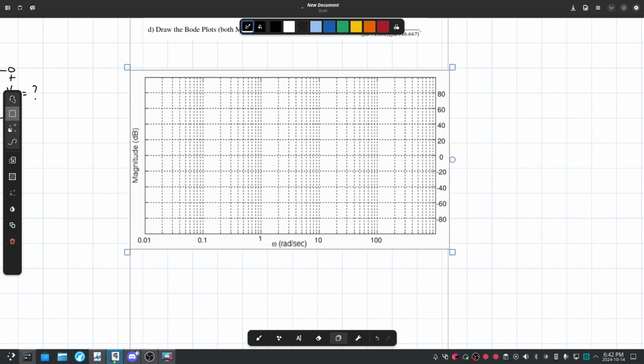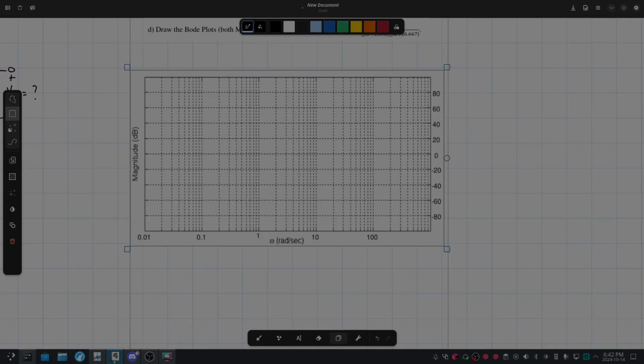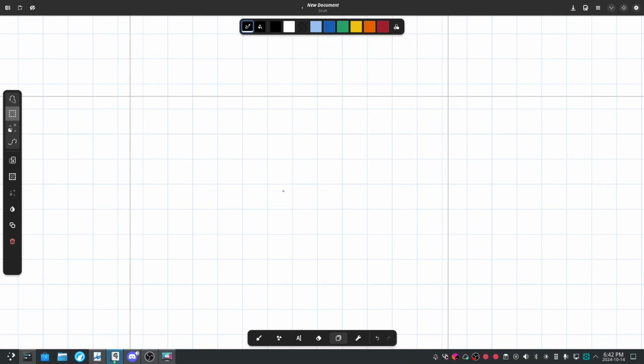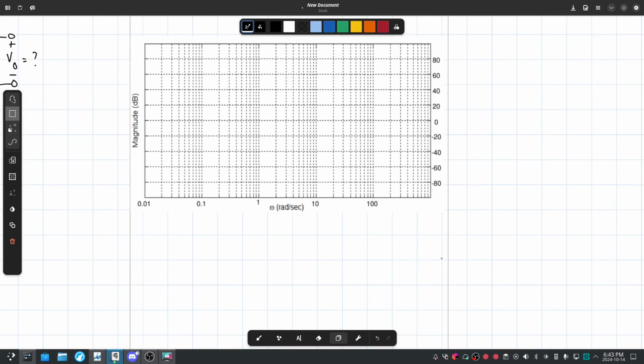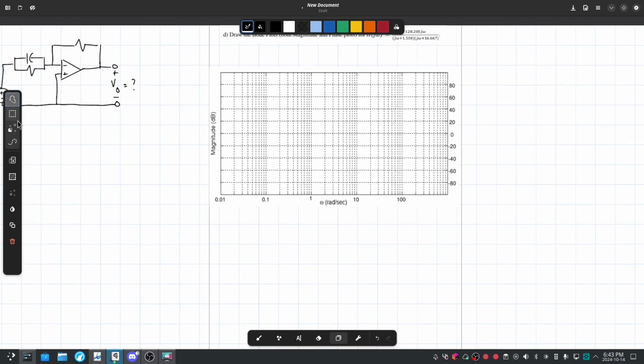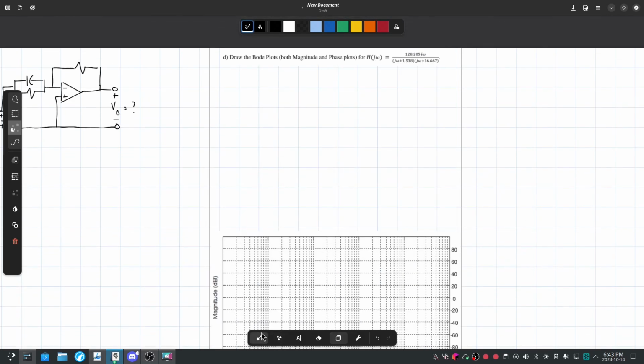So here's our magnitude here. And here is our phase. I'm probably gonna have to start moving it down a bit. Let me move this down preemptively. There you go.